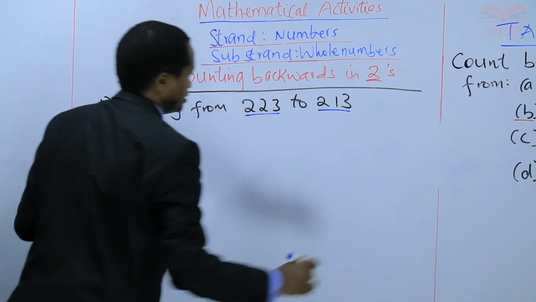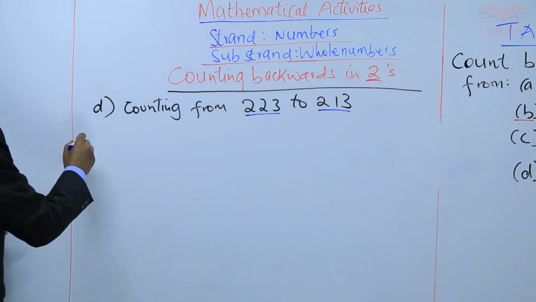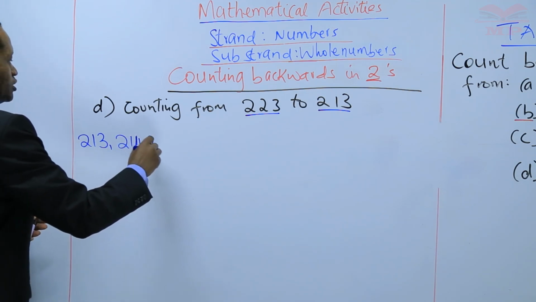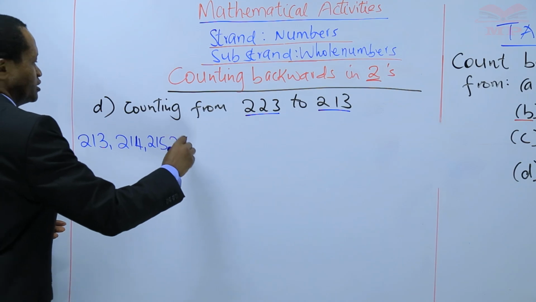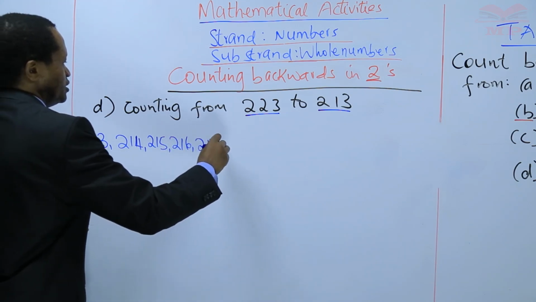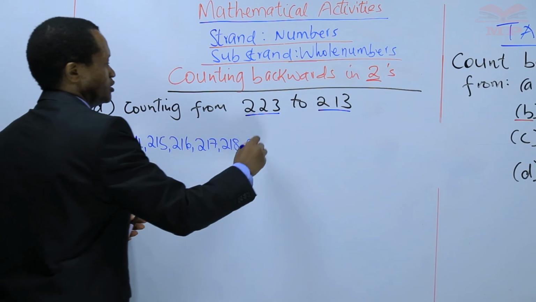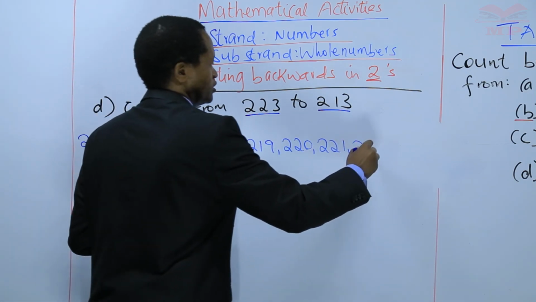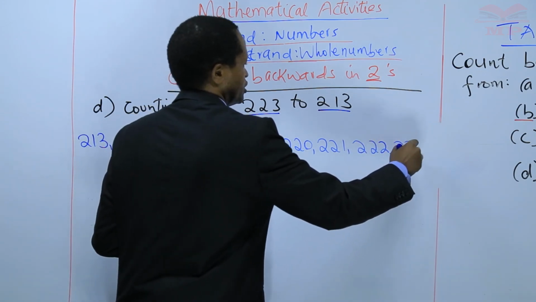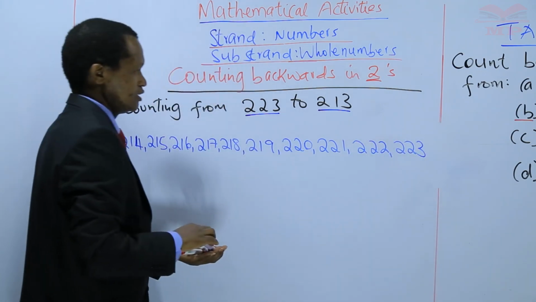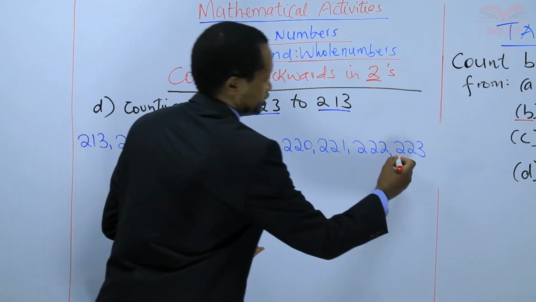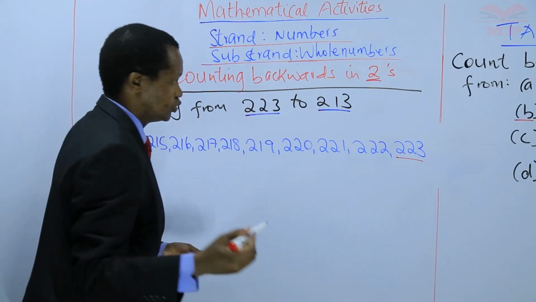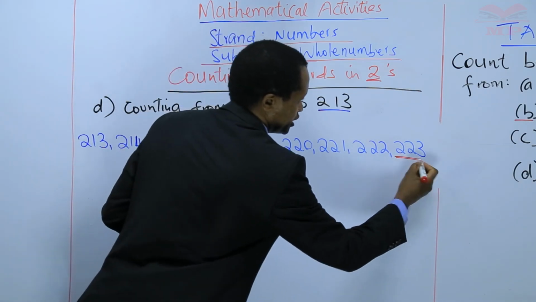Forward in ones. So we have 213, 214, 215, 216, 217, 218, 219, 220, 221, 222, then 223. So the number we are starting from is 223. We want to count backwards in twos. We begin at 223.